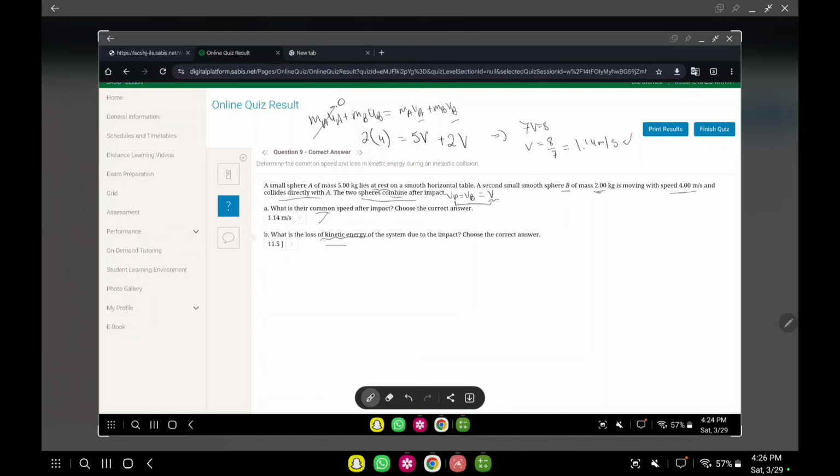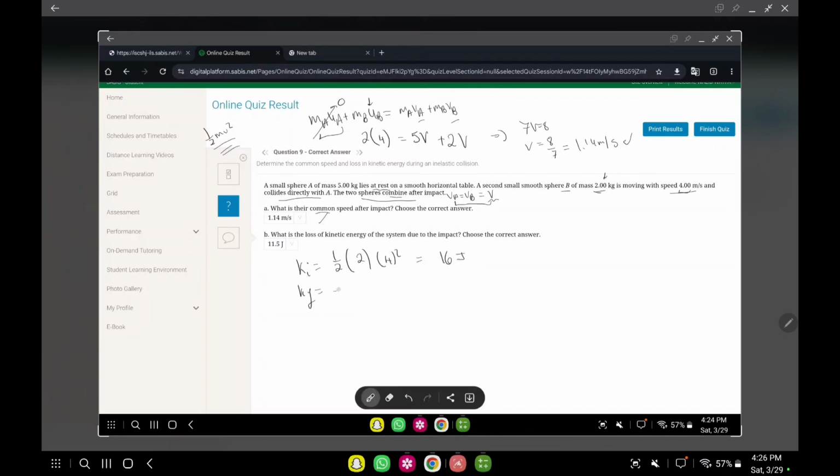What is the loss of kinetic energy? As usual, we find the initial and the final and subtract. Initially, we only had one sphere moving, and the other sphere was at rest, so the kinetic energy of A is 0. That's why I'm skipping directly to the second sphere. Why is it 0? Because it was at rest, so the velocity was 0. Kinetic energy of B is half times the mass of B, 2, times its velocity, 4, squared. This is the formula I'm using for kinetic energy, in case someone is still confused. Which is 16 joules.